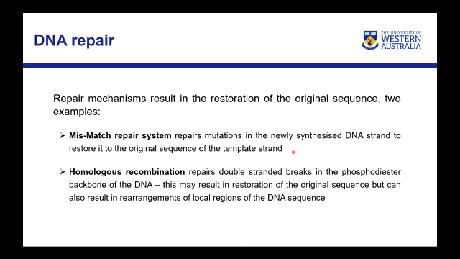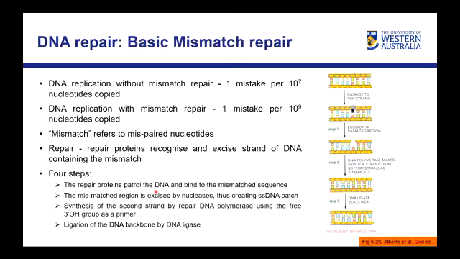So mismatch repair systems happen in combination with DNA synthesis, so it's on newly synthesized DNA strands. And then we're going to talk about homologous recombination. Homologous recombination is required to repair double-stranded breaks in the phosphodiester backbone of the DNA. And you can get two results of this. First of all, you can get restoration of the original sequences, but you can also get rearrangements of local regions of the DNA sequences as well. And I'll show you this as an example.